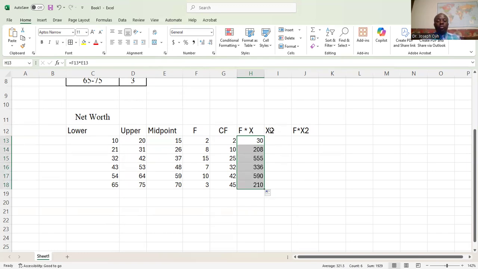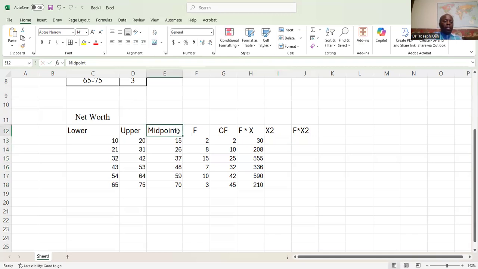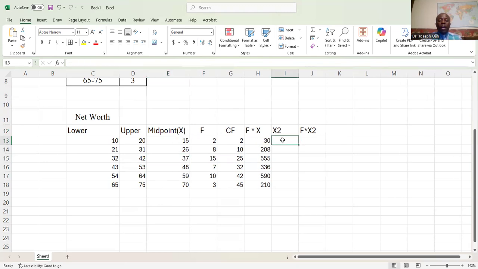Now, x squared. We need this x squared to be able to get f times x squared. So let's get the x squared. You square all the x's. Remember, the midpoint is the x. Let me put it there so you can know that it is the x right here. Midpoint is the x. Okay. All right. So I'm going to expand it a little bit. So x squared means square all the midpoints.